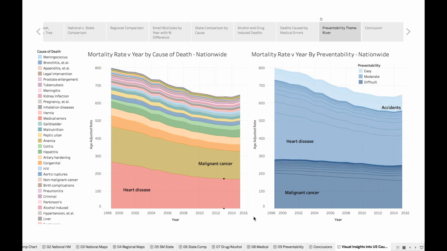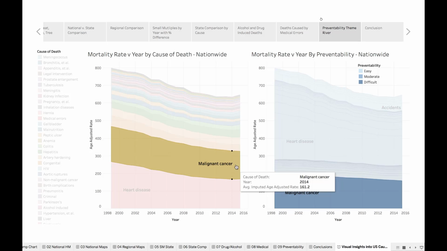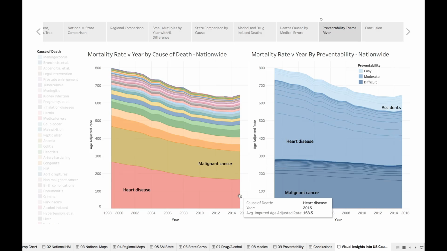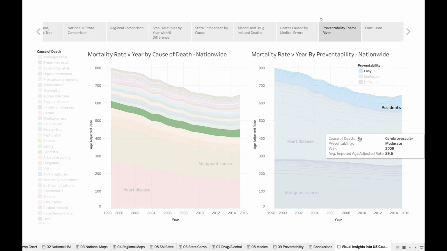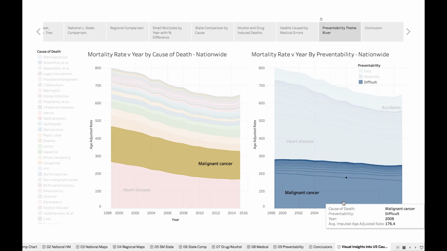In the final dashboard, all 42 causes of death are categorized by preventability and are shown at the national level in theme river charts. The left chart depicts each cause of death by its color, displaying the cause of death with the highest mortality rate at the bottom of the chart. The right chart takes the same causes of death and colors and sorts them by preventability category. By highlighting an area on the right chart, the matching causes are filtered on the left chart.